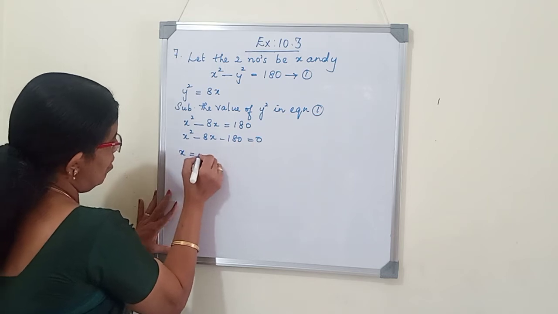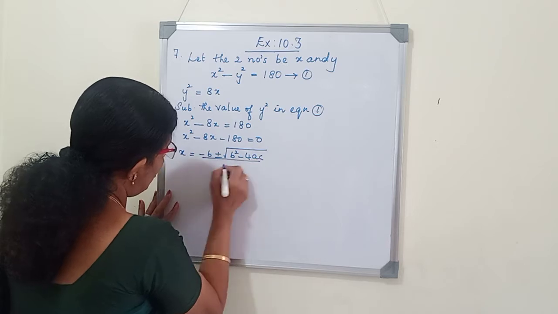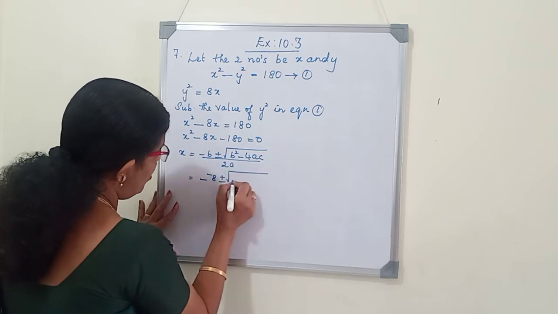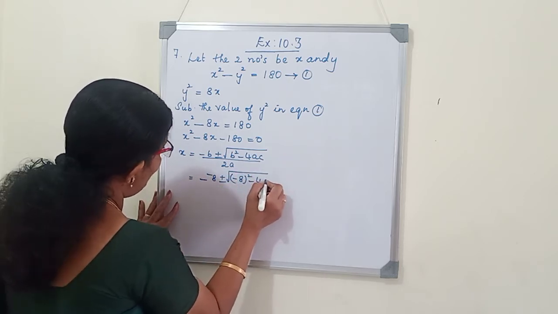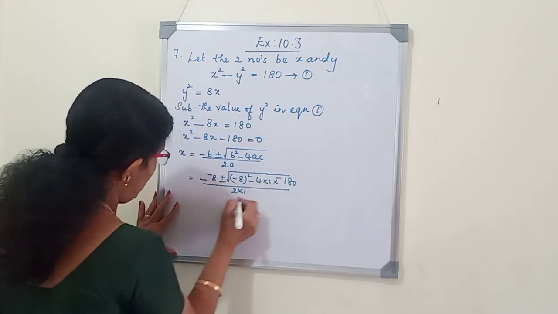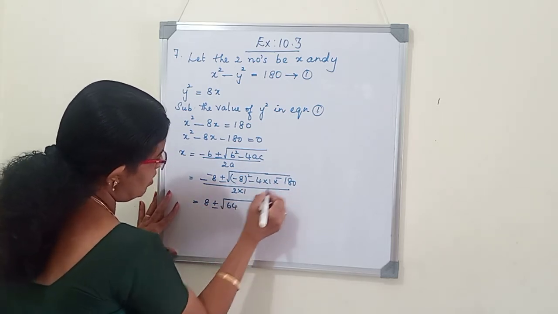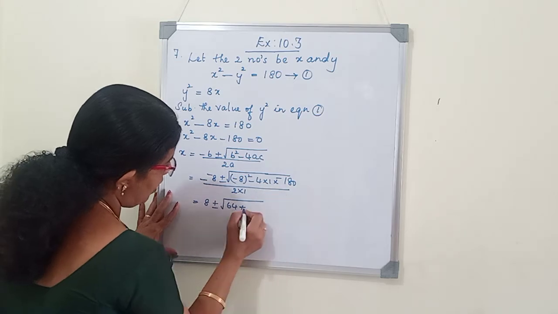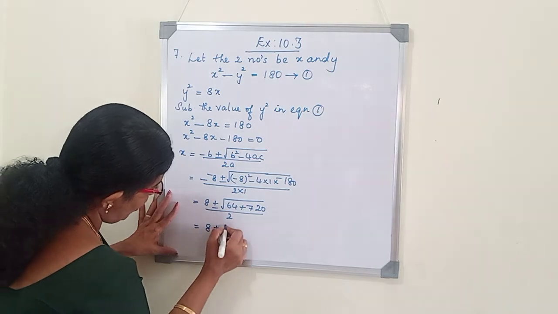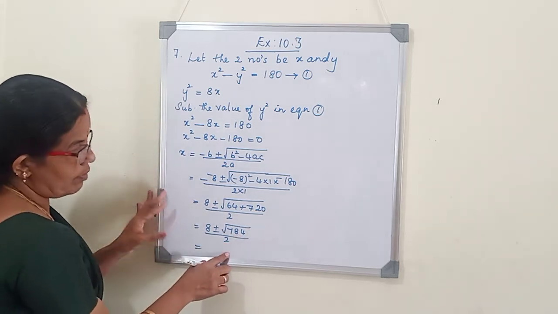So x equals minus b plus or minus square root of b square minus 4ac, by 2a. So minus of minus 8 plus or minus square root of minus 8 square minus 4 into 1 into minus 180, by 2 into 1. Signs should be handled very carefully. So 8 plus or minus square root of 64 plus 720, by 2. 8 plus or minus square root of 784 by 2.